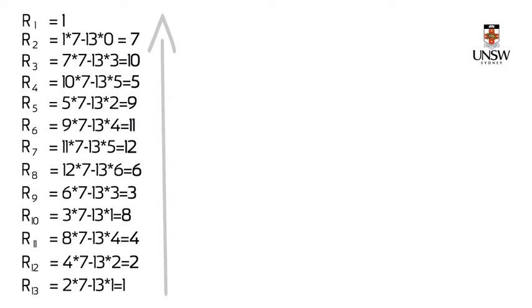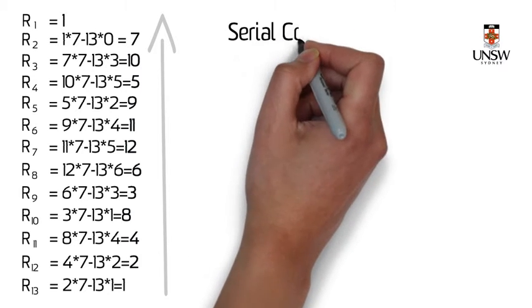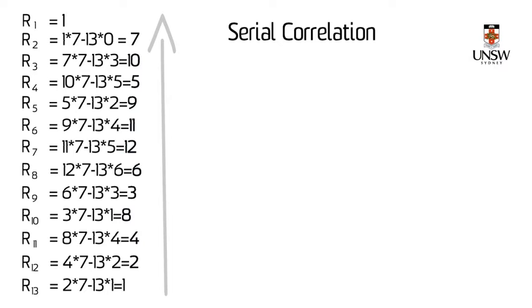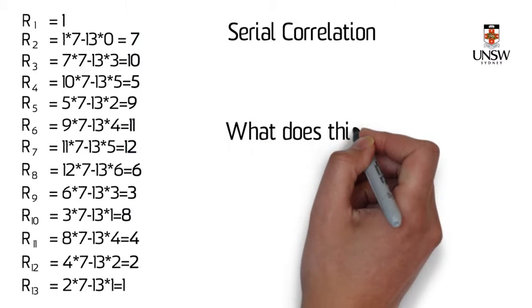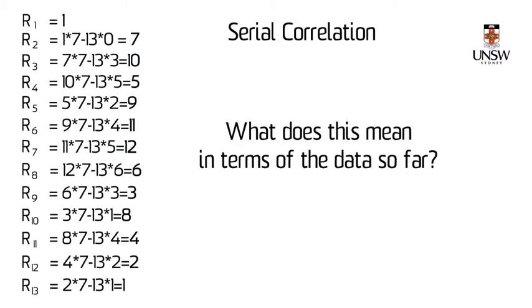However, the big problem with this method is serial correlation. When points are chosen in n-dimensional space, it results in all of the points lying on at most m to the power of 1 over n parallel hyperplanes. What does this mean in terms of the data so far?